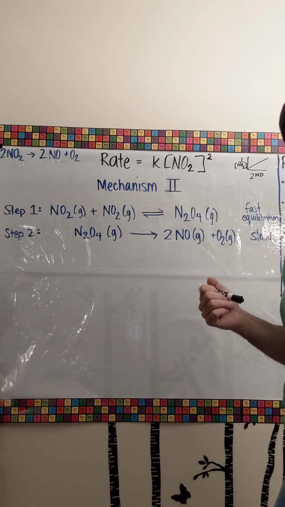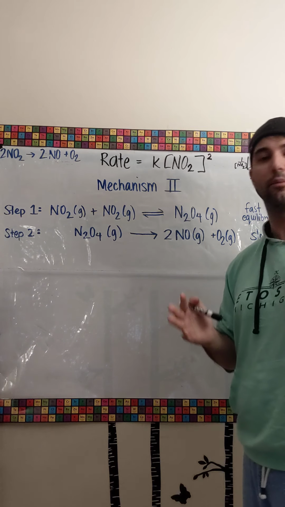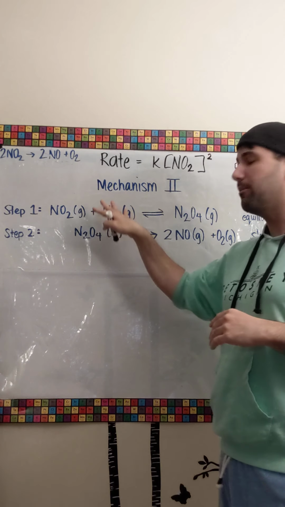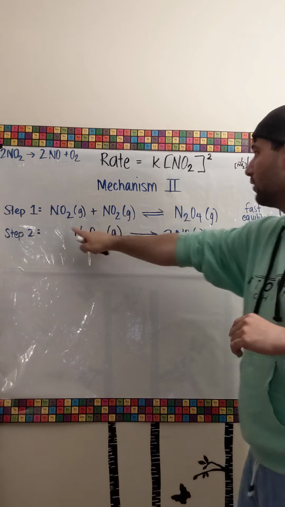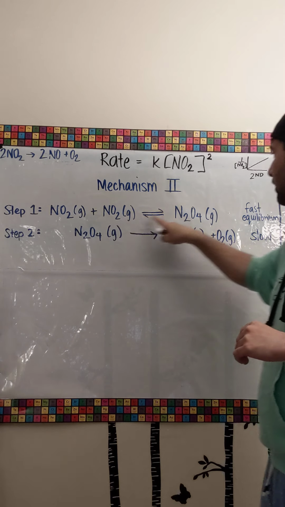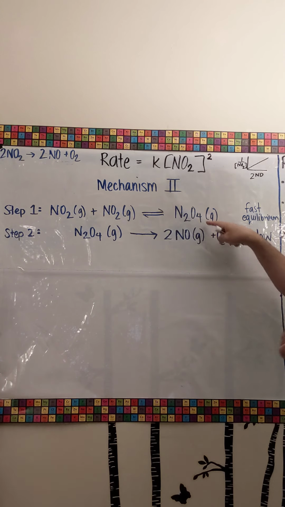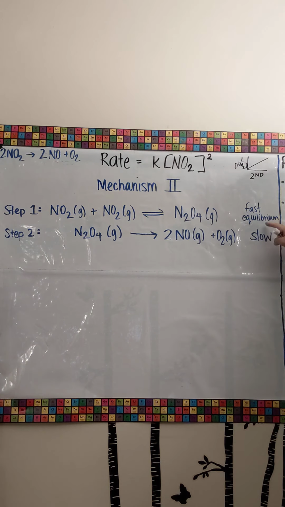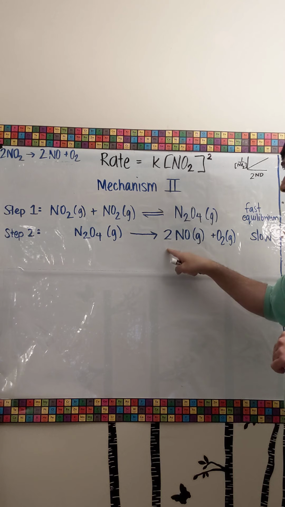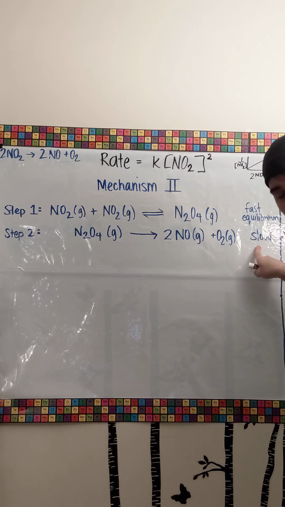Mechanism 1, I'm sure, was fine because you just use the slow step, boom, done. You determine it does match the rate law. But mechanism 2 is a little bit more complicated. For mechanism number 2, we have step 1 that has NO2 in equilibrium with N2O4, and it says that it's a fast equilibrium. Then we have N2O4 yields 2NO plus O2, and that's our slow step.